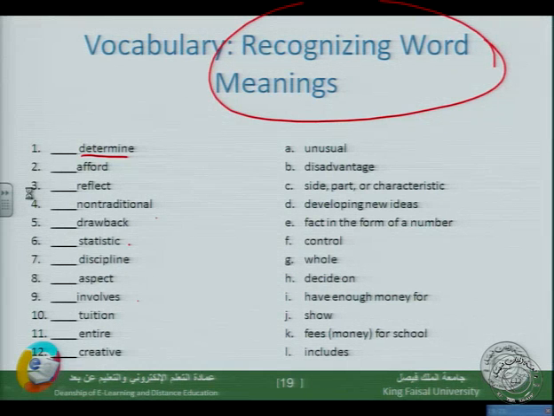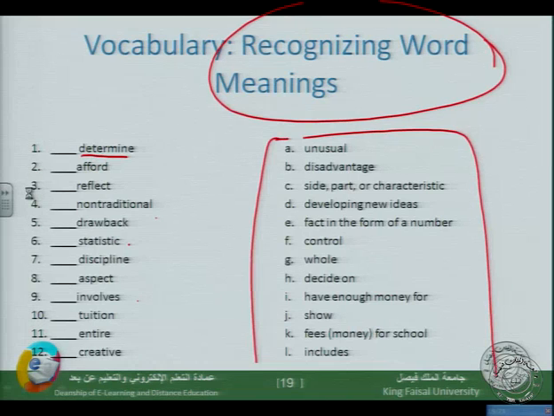So it's numbered from 1 till 12. And the other column is lettered from A till L. We have unusual, disadvantage, side part or characteristic. D, developing new ideas. E, fact in the form of a number. F, control. G, whole. H, decide on. I, have enough money for. J, show. K, fees, money for school. Fees, which means money for school. You pay money for school, I know. L, includes. So, there's no match.